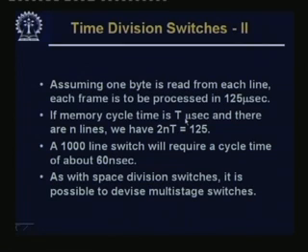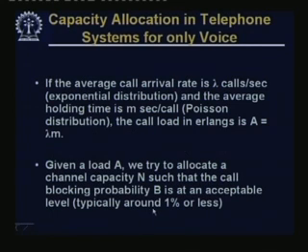If memory cycle time is t microseconds and there are n lines, we have 2nt. Why 2? Because each of them has 2 operations, one read and one write. So, 2nt would be 125. So, a 1000 line switch will require a cycle time of about 60 nanoseconds. That is the kind of memory speed needed, and as we will see, as the number of lines goes up or as the speed of switches goes up, this memory speed becomes a constraint. As with space division switches, it is possible to devise multi-stage switches.